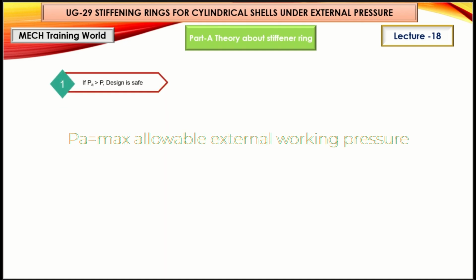Before going to stiffener ring theory, let's recall the previous lecture, that is UG-28, thickness calculation under external pressure. So we know that if PA is greater than P, our design is safe. PA means maximum allowable external working pressure and P means design pressure. If the maximum allowable external working pressure is greater than our design pressure, then our design is safe, so no need to do any further calculations here.